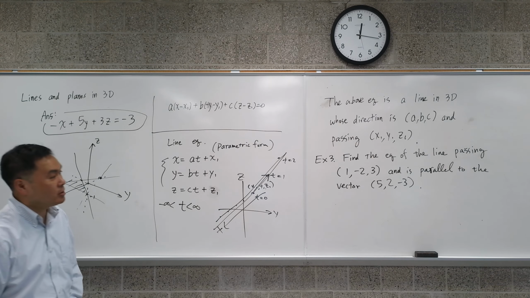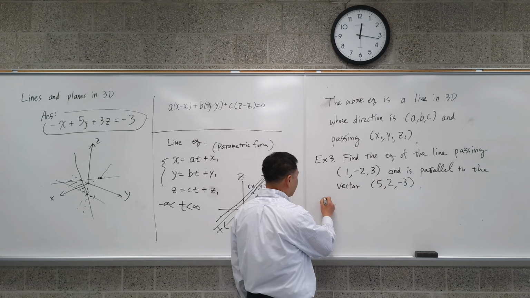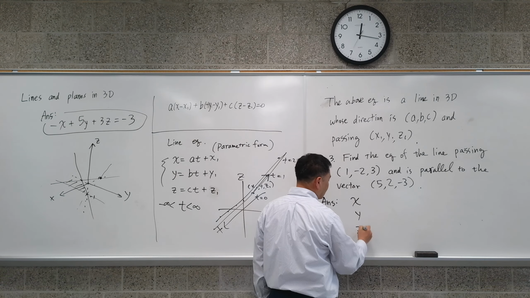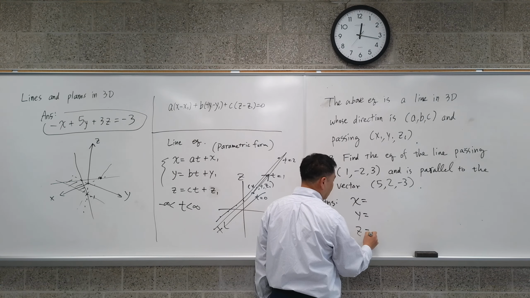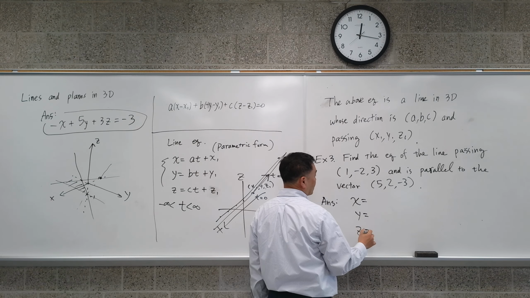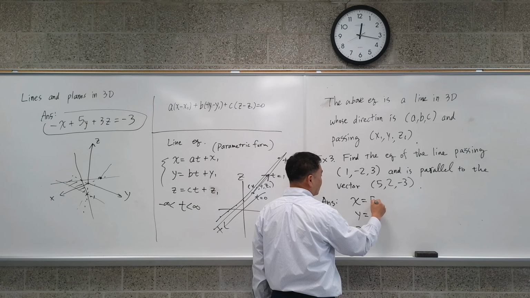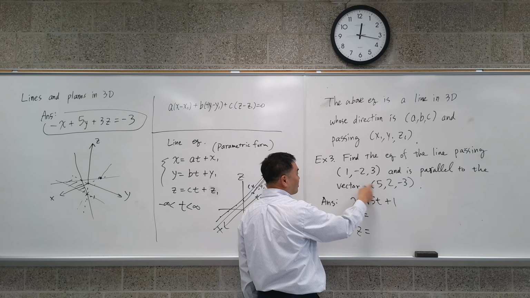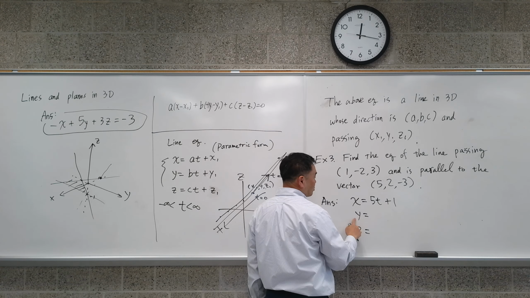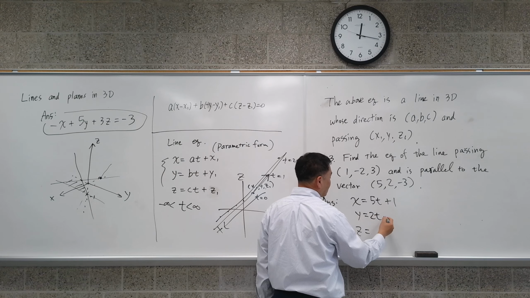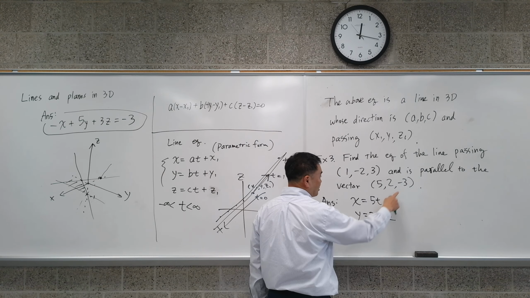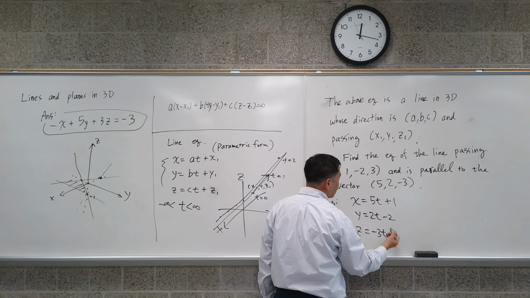Okay. And the answer is simply, it should be x, y, z. It's 5t plus 1 for the x component, right? It should be y equals 2t minus 2. And for z, it would be -3t plus 3.